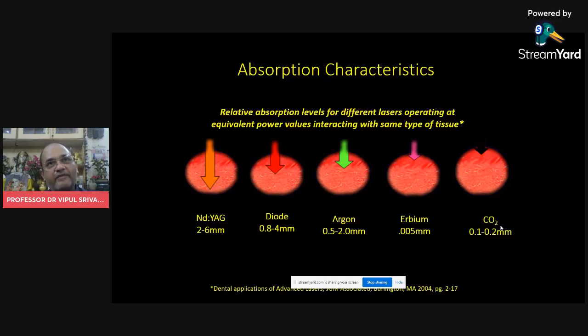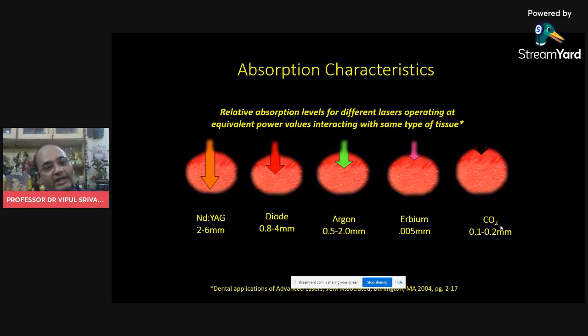What is the clinical significance? Nd:YAG is the same laser which is used for hair removal, a very popular laser for hair removal. Nd:YAG is also very popular for removal of tattoos, whereas diode has a different depth of penetration. Why? Because diode has wavelengths starting from 810 and going up to 1064. So a simple understanding is, if I'm using a diode laser of 810 nanometer, the depth of penetration will be 0.8, whereas if I'm using a diode laser of 1064, which is near the Nd:YAG laser, depth of penetration can go up to 4 millimeters.